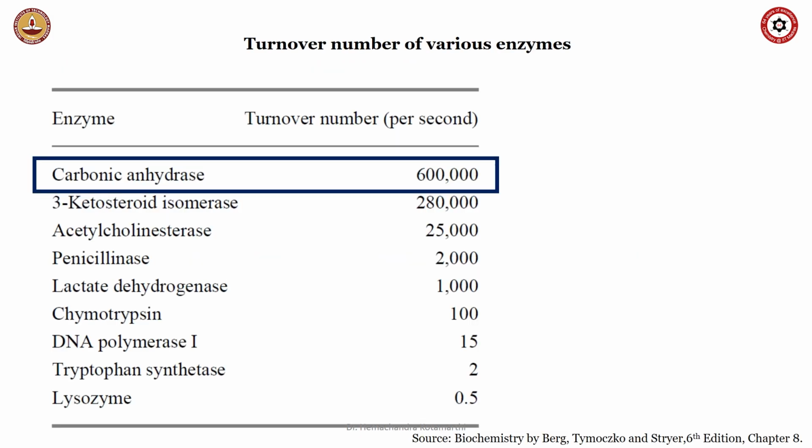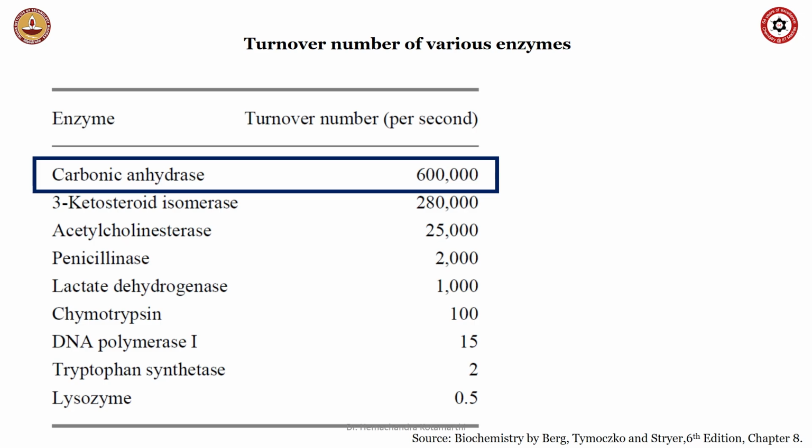I'll tell you the numbers, just have a look at this. Turnover number, what is turnover number? K2, right? Basically the number of molecules or substrates that are converted into products by one enzyme. You are already dividing by enzyme concentration. So you can see carbonic anhydrase converts 6 lakh carbon dioxides into carbonic acids in 1 second.